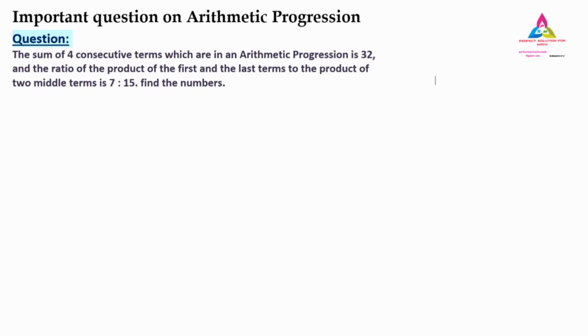The question over here: the sum of four consecutive terms which are in an AP, that is arithmetic progression, is 32, and the ratio of the products of the first and last terms to the product of the two middle terms is 7:15. Find the numbers.